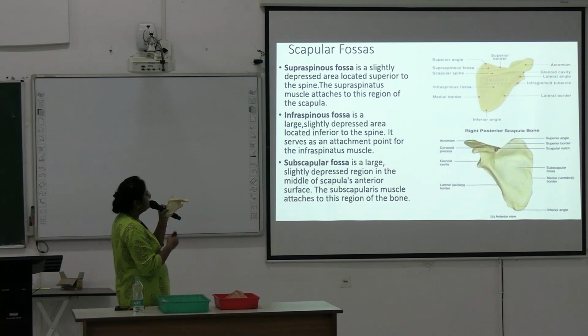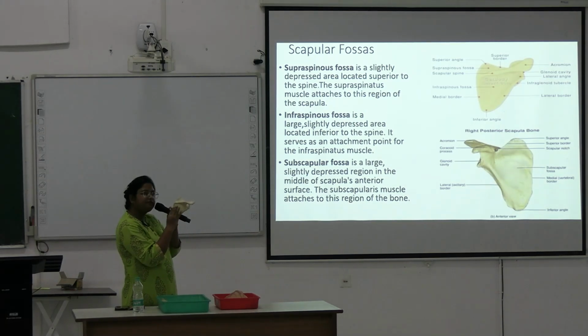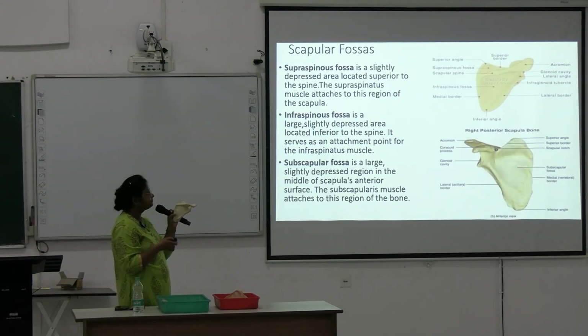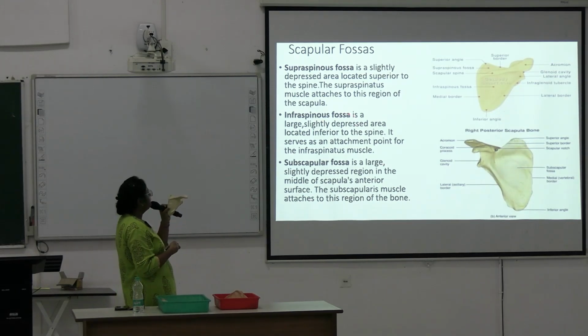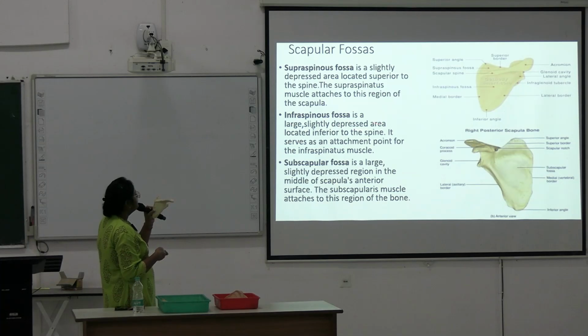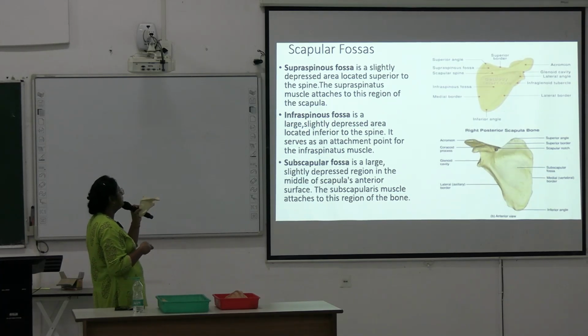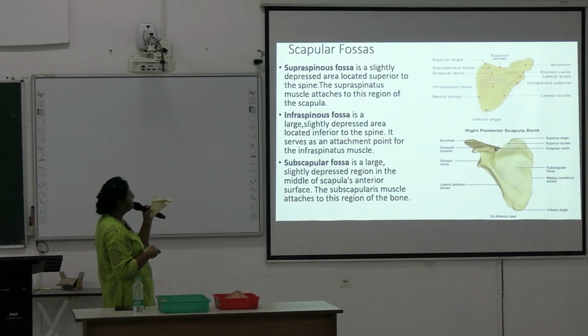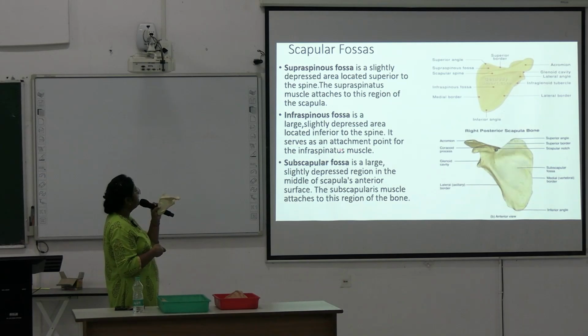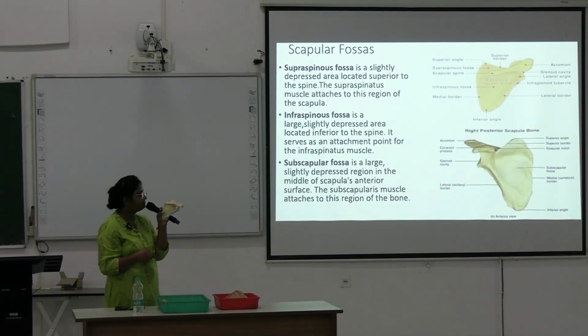Next is infraspinous fossa below the spine. Here is the infraspinous fossa, gives attachment to the infraspinatus muscle. So, infraspinous fossa is a large, slightly depressed area located inferior to the spine, and it serves as an attachment point for the infraspinatus muscle.